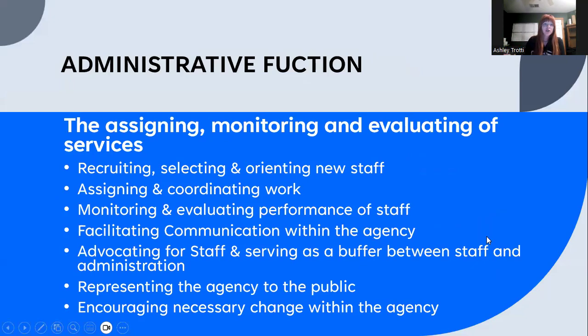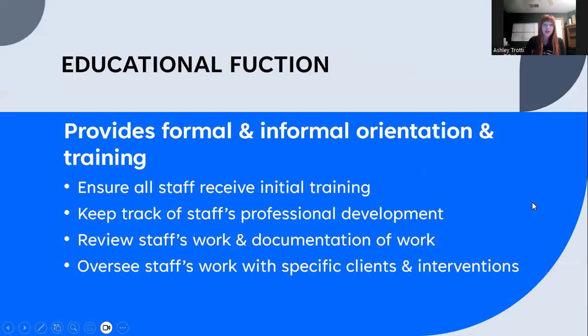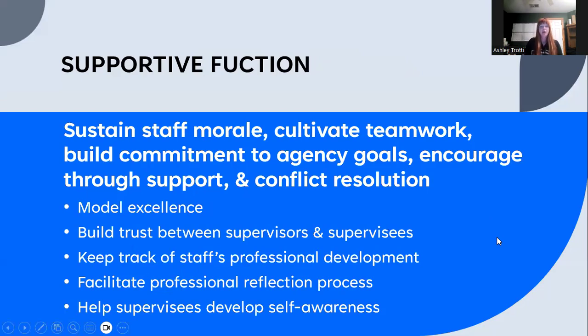The administrative function is the assigning, monitoring, and evaluating of services, while the social workers and interns are underneath them. Educational function is providing formal and informal orientation and training. They keep track of staff's professional development and documentation of work and things of that nature. In the supportive role, they sustain staff morale, cultivate teamwork, build commitment to the agency goals, and provide encouragement and support.